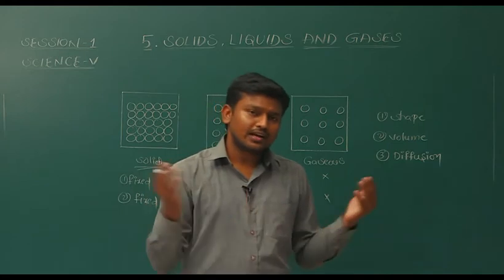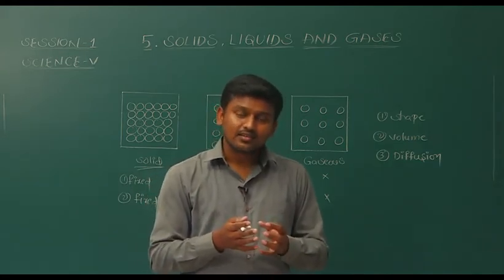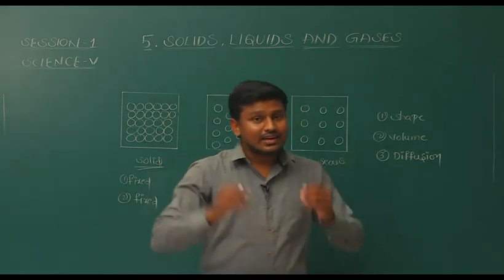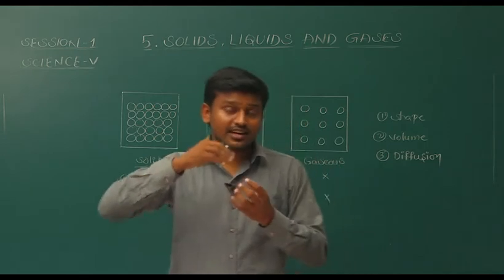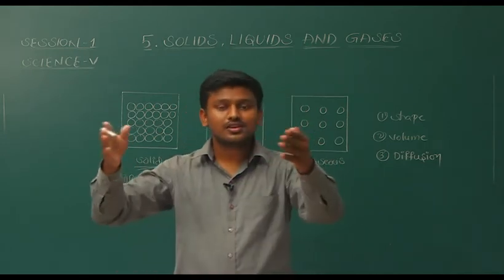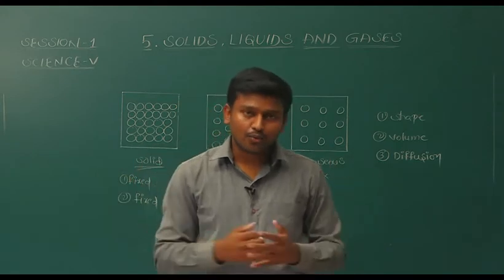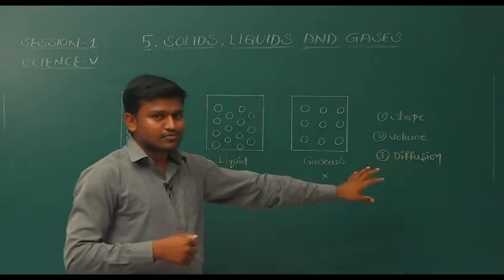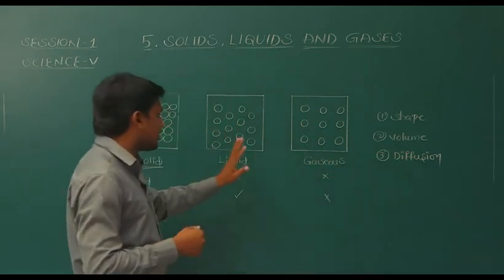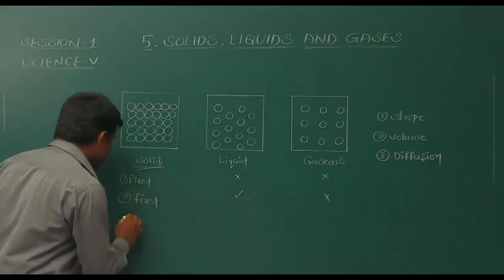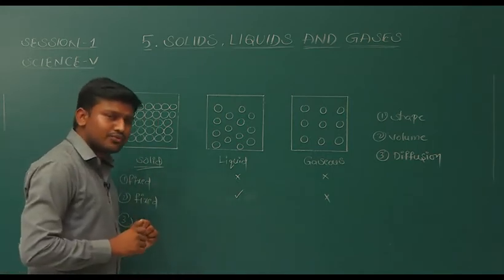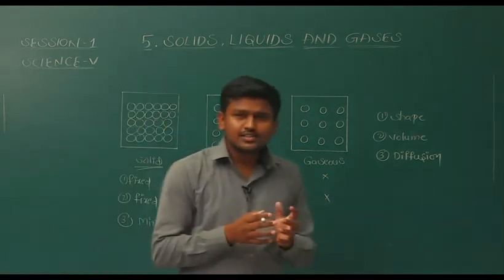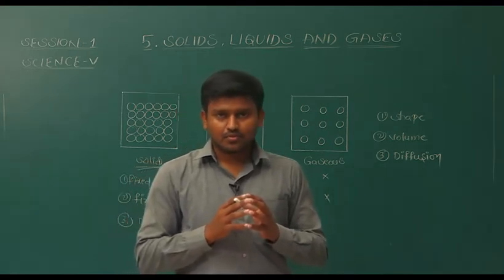So, how can it spread through our entire house? The reason is the property called diffusion. The particles present in that incense stick move and spread through the entire home. So, we call this property diffusion. And now, let us see how this diffusion property is in solids, liquids and gases. If you take solids first, in solids the diffusion property is minimum. Solids do not diffuse much.